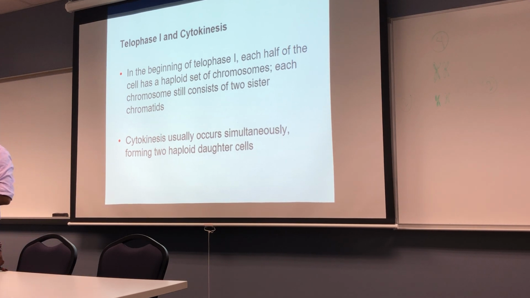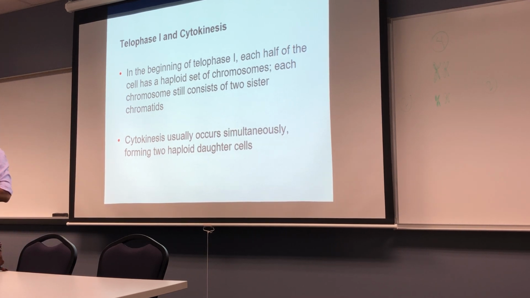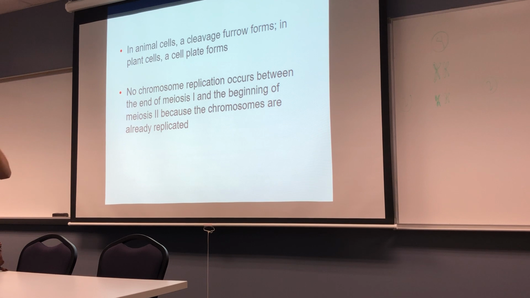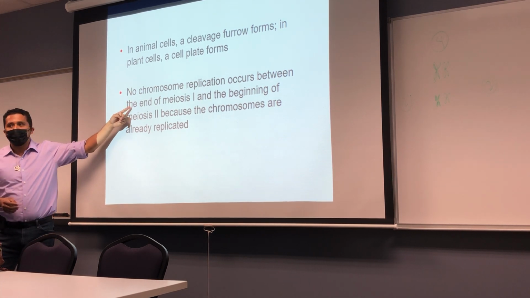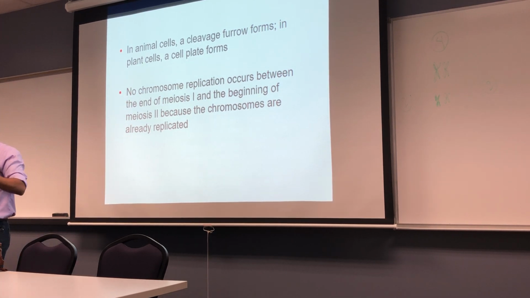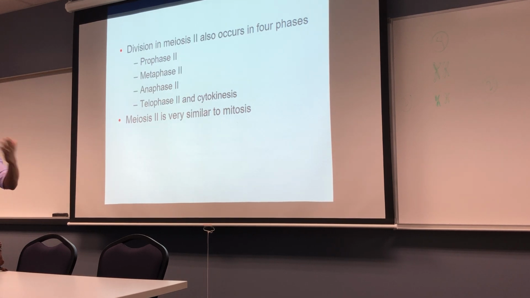Okay? Good? So in animal cells, you have the cleavage furrow for cytokinesis. In plant cells, you have the new cell plate formation through the Golgi. There is no chromosome replication between meiosis 1 and meiosis 2, so there is no need for that. Then it goes on to meiosis 2, which also has four phases: prophase 2, metaphase 2, anaphase 2, telophase 2 and cytokinesis. This is the one that I was mentioning.